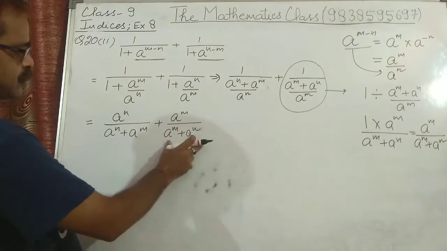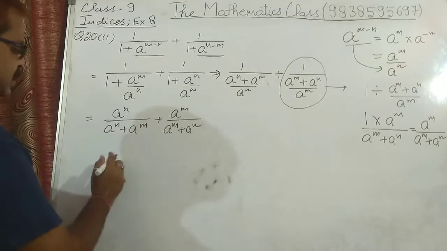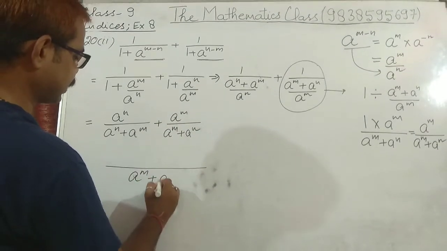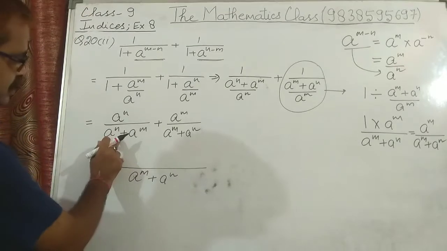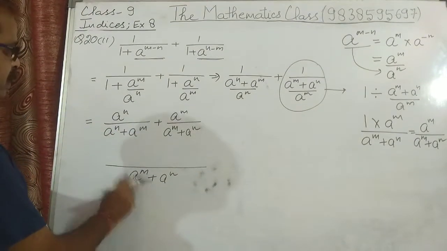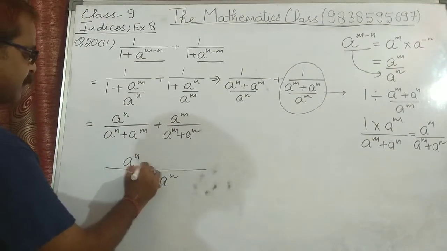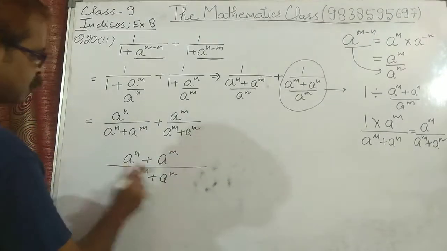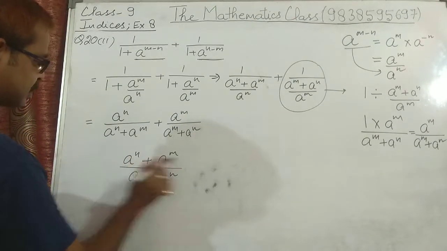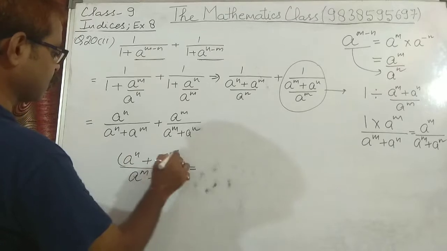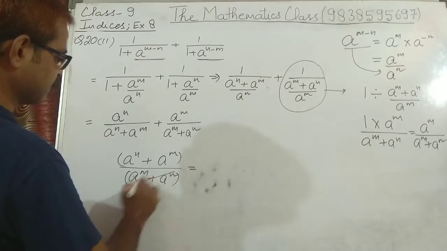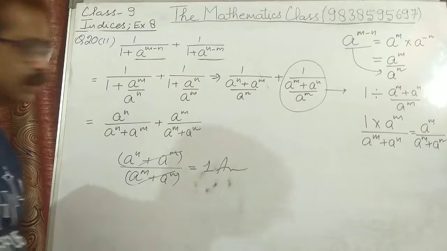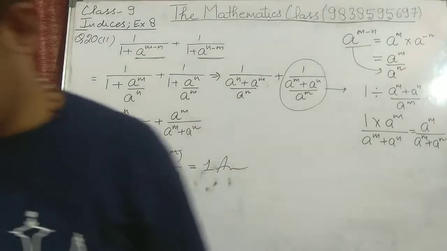Now in both the terms you can see that the denominator is the same. So we can take the LCM as a to the power m plus a to the power n. This divides this, it becomes 1. 1 into a to the power n is a to the power n, plus this divides this, 1 into a to the power m is a to the power m. You can see both numerator and denominator are the same. So this whole thing will cancel this whole thing and the final answer is 1. That is the final answer.